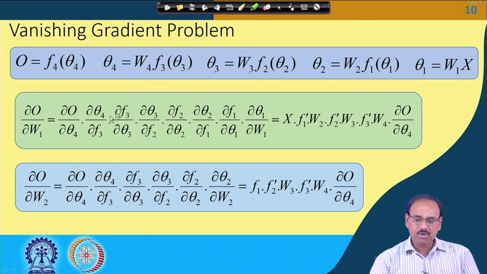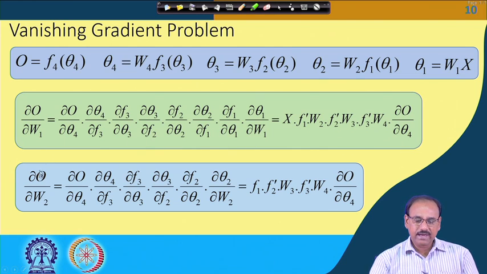And now applying the chain rule, if I try to find out what del O del W1 is, you find that the expression will come out to be x into f1 dash, where f1 dash is the derivative of f1, into w2 into f2 dash, where f2 dash is again the derivative of f2, into w3 into f3 dash into w4 into del O del theta 4, where del O del theta 4 is the gradient of output O with respect to theta 4.